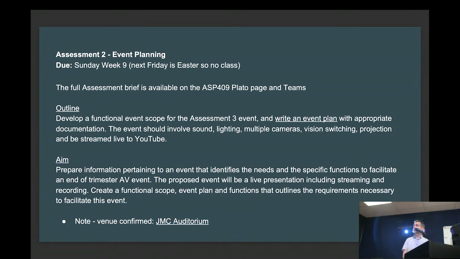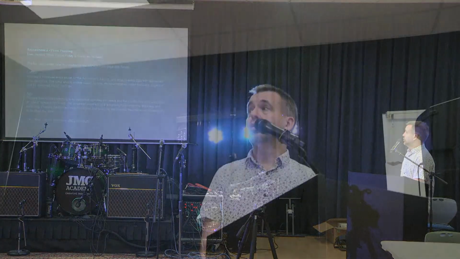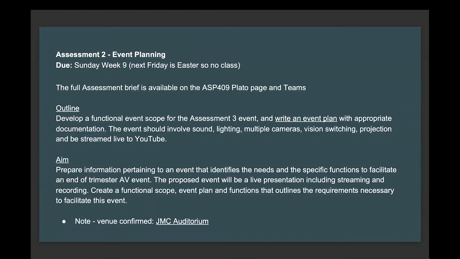We've talked about that as well. So we're going to actually be looking at creating an AV package for that event. It will be a live stream presentation. You're going to create a functional scope, event plan, and functions for the MC auditorium. Next slide, please.